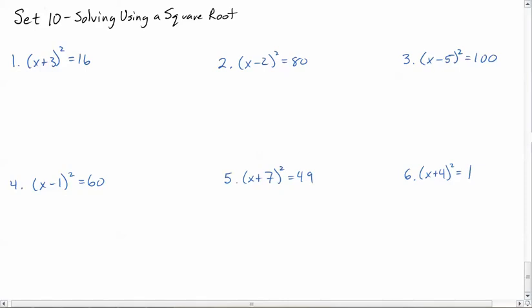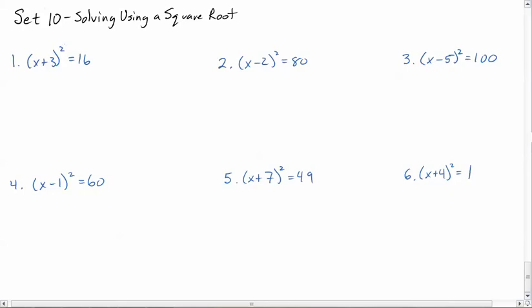Holy smokes, we're on to set number 10, which is still solving using a square root, but now we're going to do ones that are a little bit harder. But really, they're only a little bit harder because you still got something squared here on the left side. And you'll note in all of these questions, I didn't even give you any other numbers on the front or on the end, which, you know, even then you could solve those. You just get the squared thing by itself so that it's easy to work with.